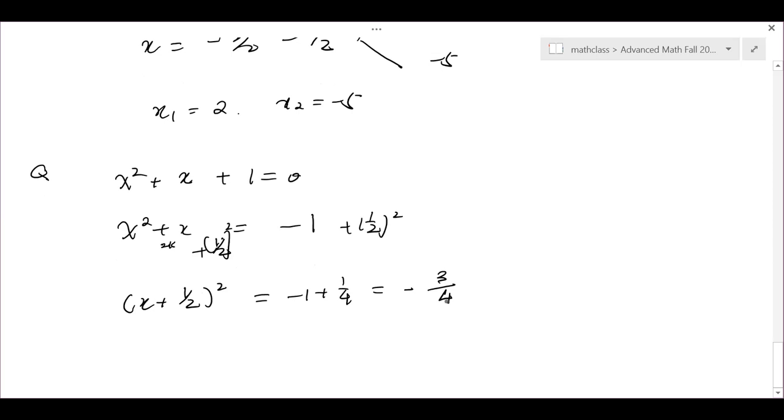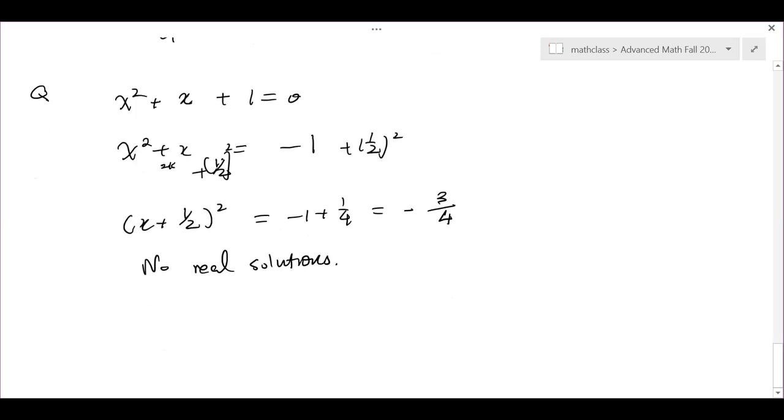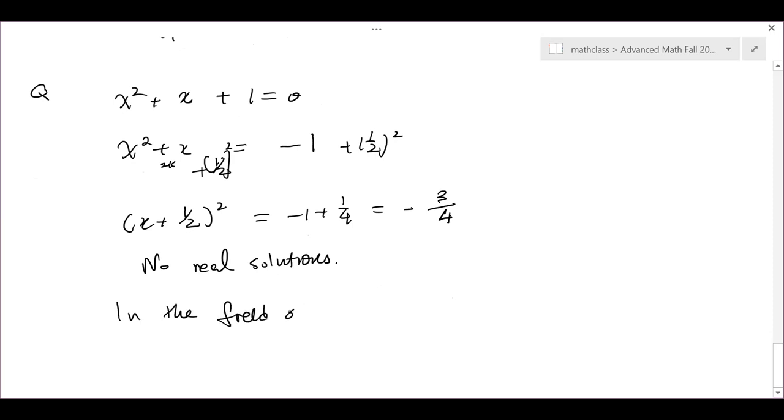Okay, so this is going to be negative. So you can say no real solutions. Okay, no real solutions. Now if you want to get a solution in a more generalized area, you know, the field of complex numbers, it has a solution. We usually say in mathematics, in the field of complex numbers, okay, it has two solutions. Two solutions.